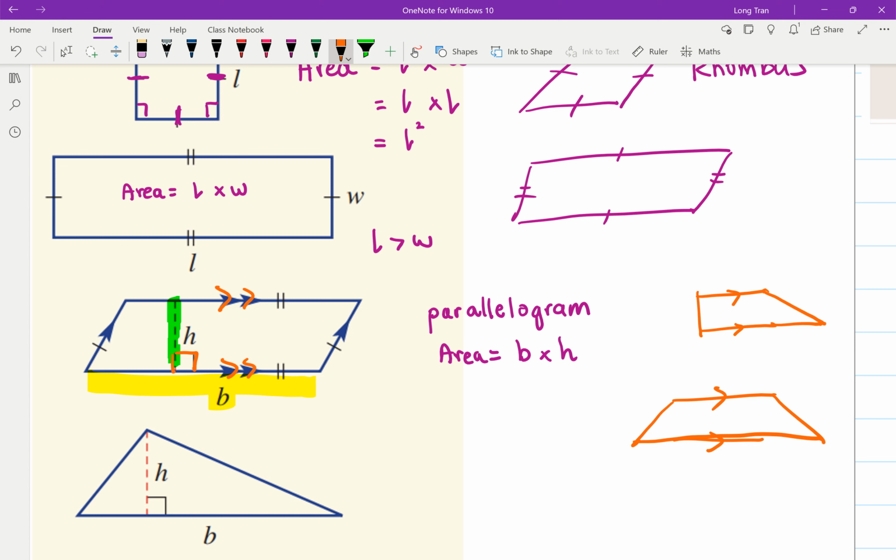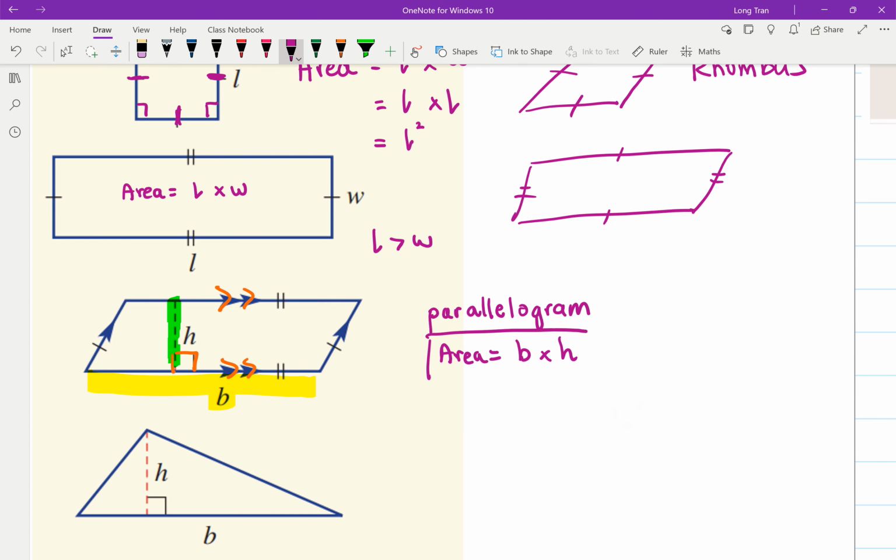And how do you know? It's only one pair of parallel lines. How do you know it's a pair of parallel? There's only one set of arrows. So that's why you need to know how to read the notations, even though they don't tell you what shape it is. Reading the notation should allow you to identify what shape it is. So we have a parallelogram. Area is base times height. Very good.